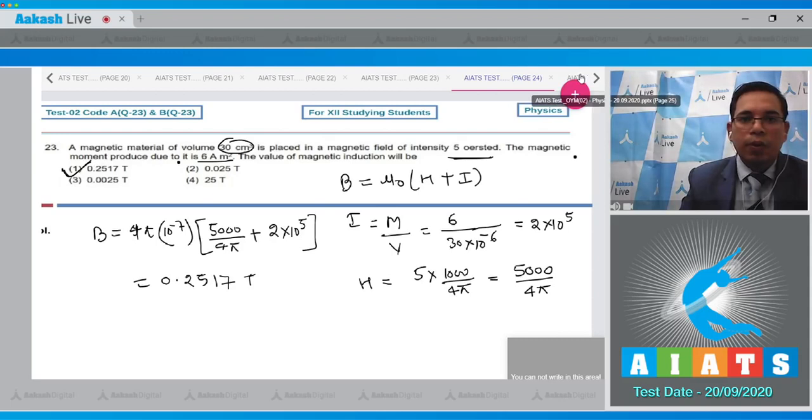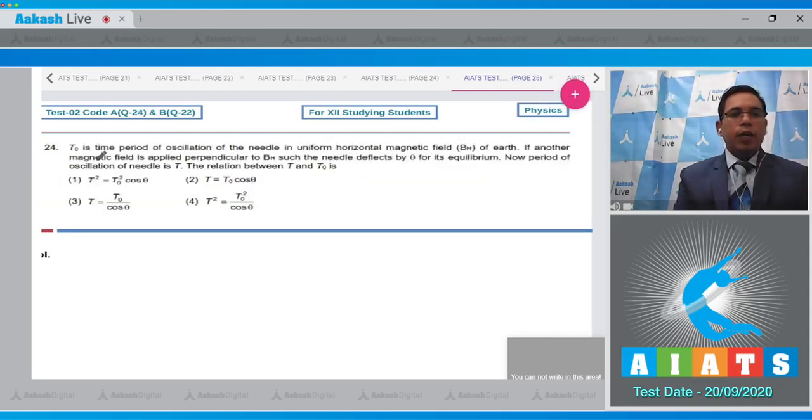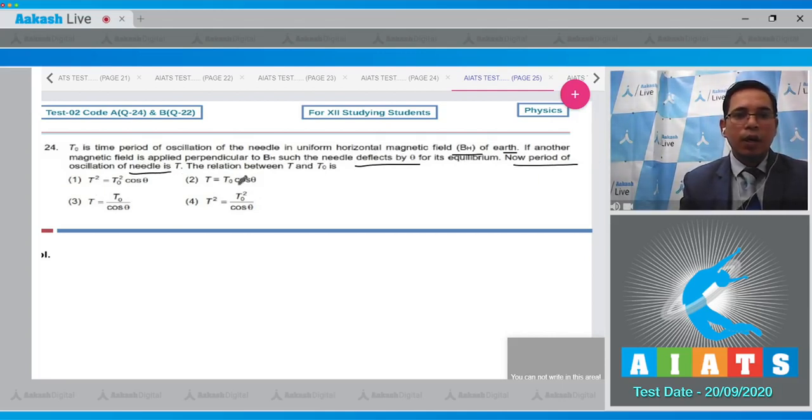Now move to question number 24, which states that T0 is the time period of oscillation of a needle in the uniform horizontal magnetic field BH of Earth. If another magnetic field is applied perpendicular to the BH such that the needle deflects by theta for equilibrium, the period of oscillation of the needle is T, and the relation between T and T0 is.